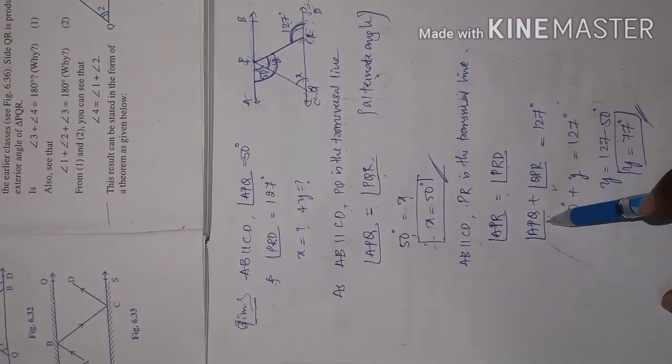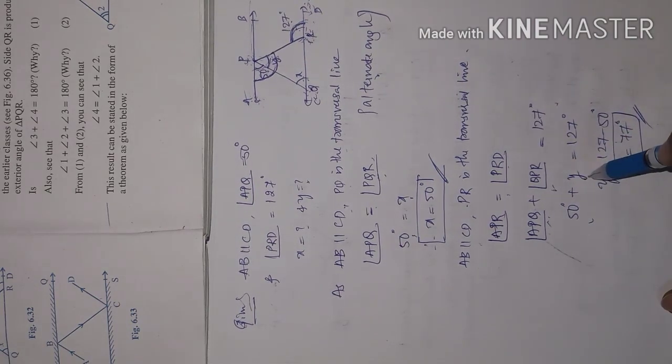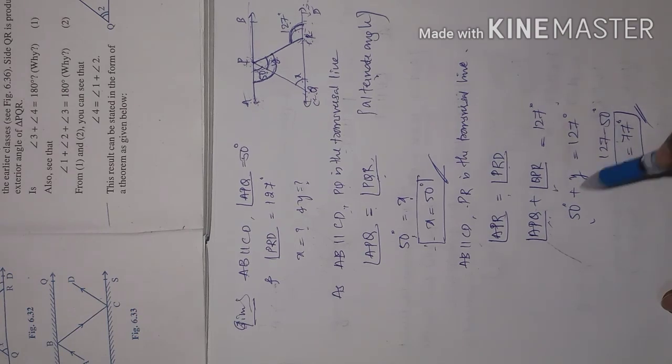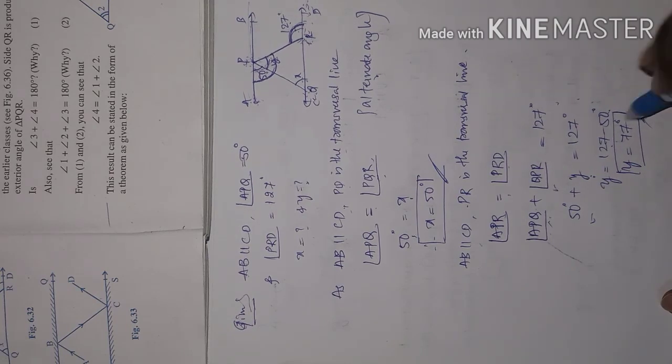The APQ value we know, they gave it as 50 degrees, and we have to find this QPR value, which is Y. So 50 is shifted to the other side, it will be minus 50. 127 minus 50 is 77 degrees. Okay, so this is about the fifth example.